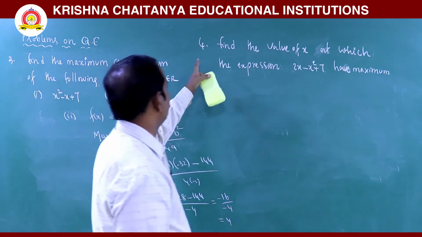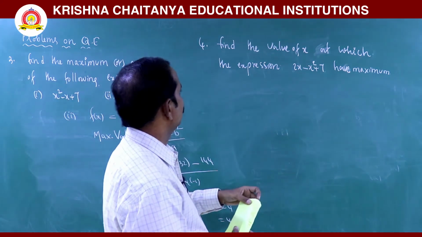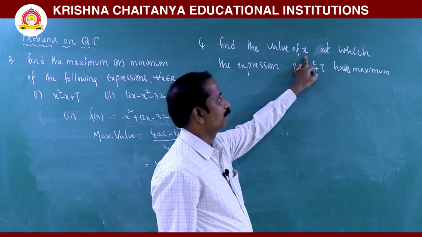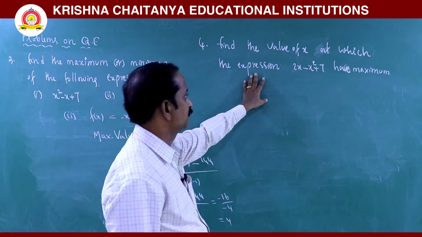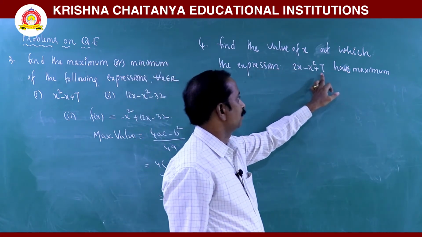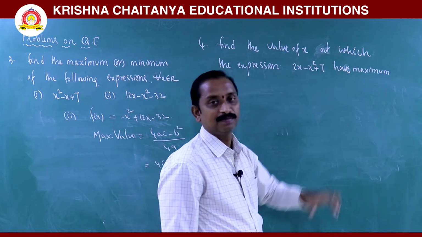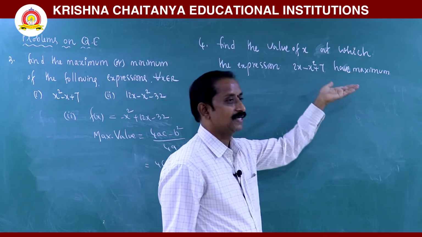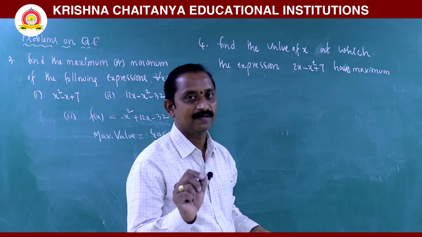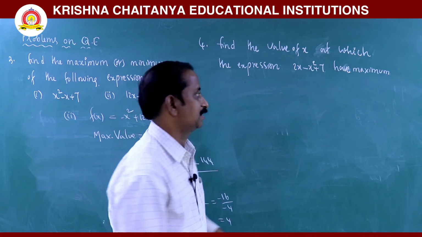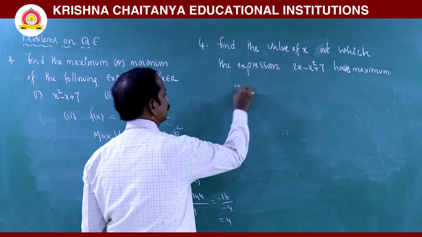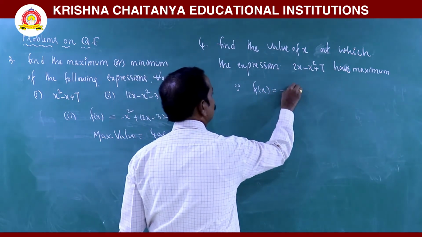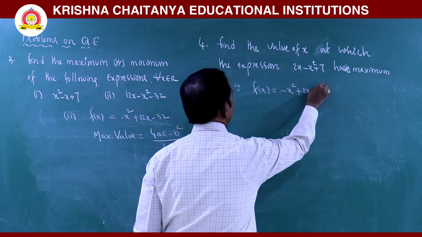Now we move to another question, the same model but with a small change. We need the value of x for which the expression 2x minus x square plus 7 has a maximum, meaning where the function has its maximum value. So indirectly we can calculate the critical point. Now let us consider the polynomial f of x. I can write in order: minus x square plus 2x plus 7.